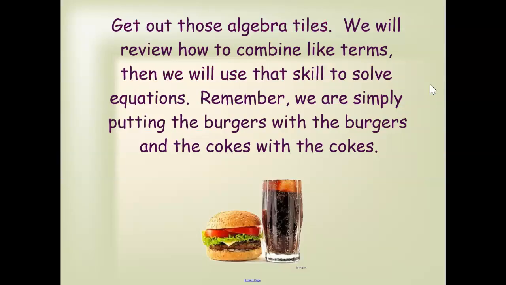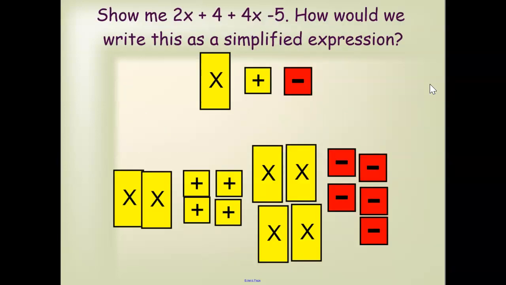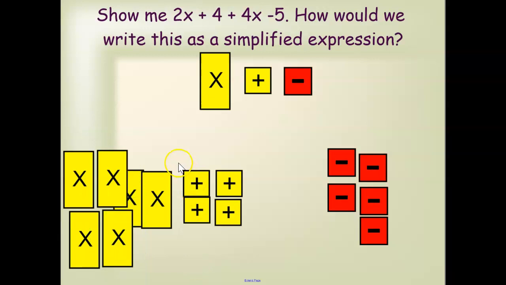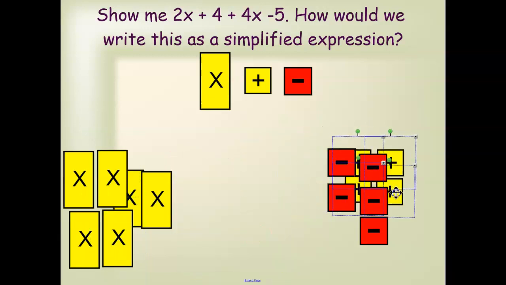Okay, we're going to start with using algebra tiles as a visual, and we're going to start with some combining like terms. So remember that video we watched in the past about putting the burgers with the burgers and the Cokes with the Cokes. Okay, so if I model the expression 2x plus 4 plus 4x minus 5, I would have all this business right here. And if I wanted to simplify it, then I could take all my burgers, put them together, and put all my Cokes together like this.